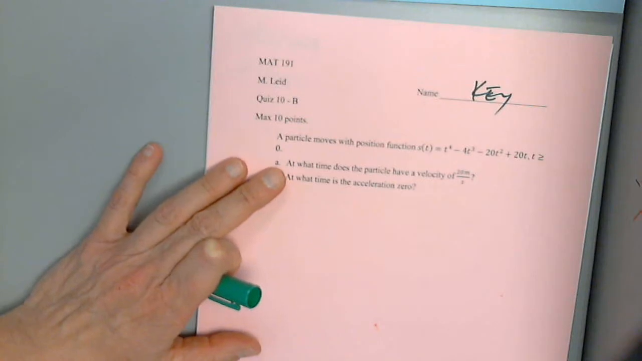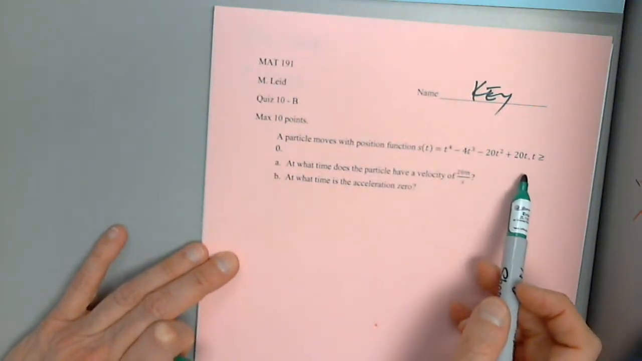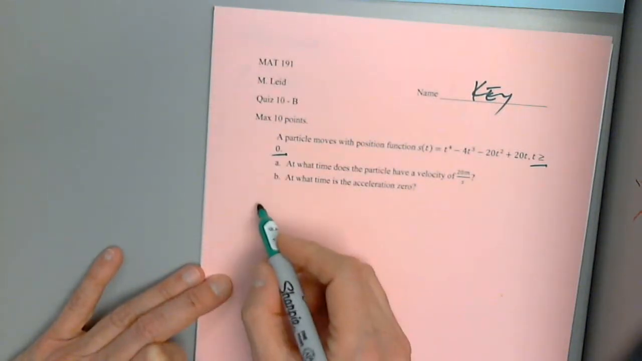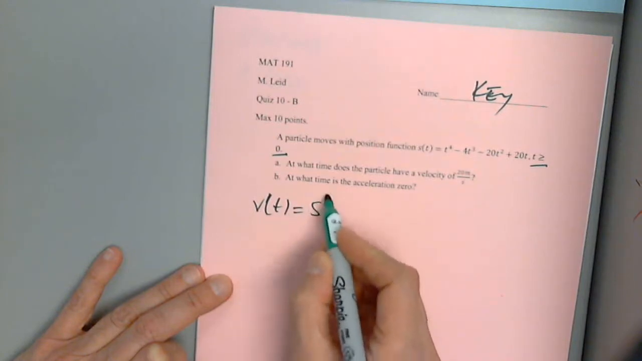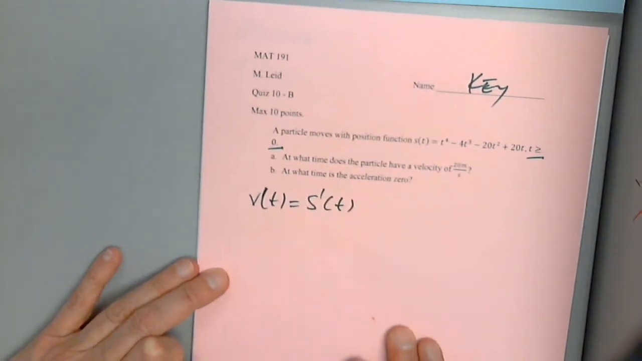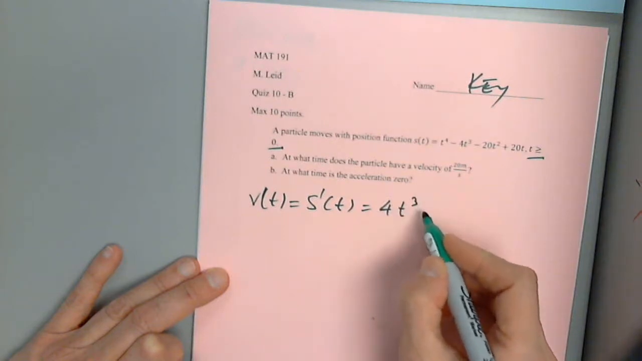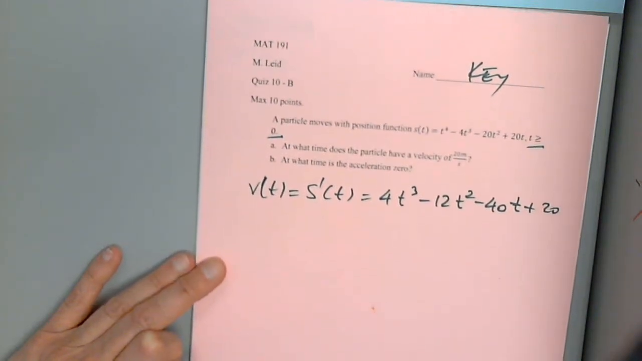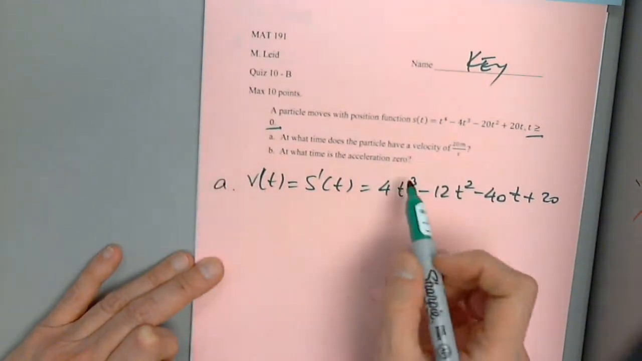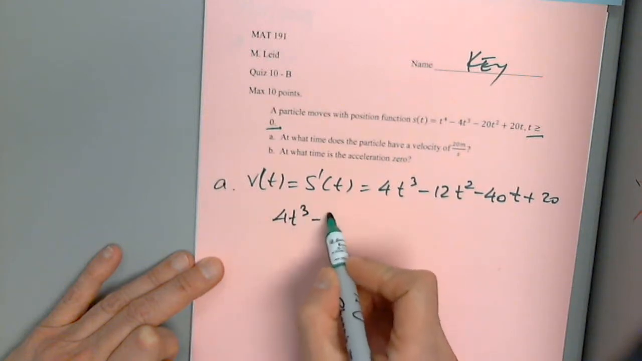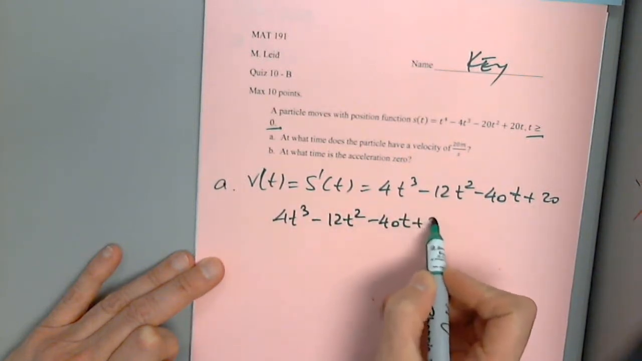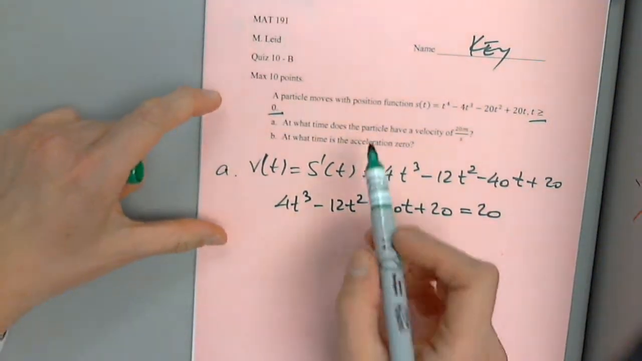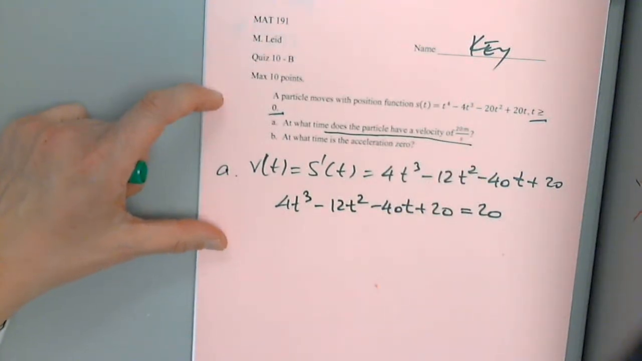A particle moves with a position function given to us. Of course, time is greater than or equal to 0. At what time does the particle have a velocity of 20? So first of all, we have to find the velocity. V of t is s prime of t, and that will be 4t cubed minus 12t squared minus 40t plus 20. So in part A, we have to solve 4t cubed minus 12t squared minus 40t plus 20 equals 20. At what time does the particle have a velocity of 20 meters per second?